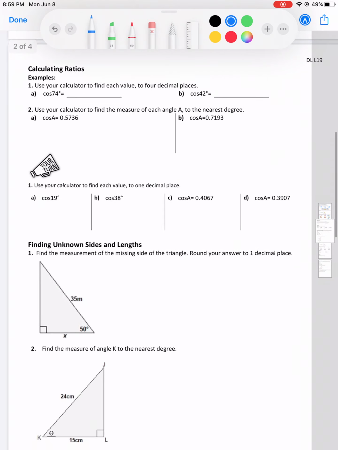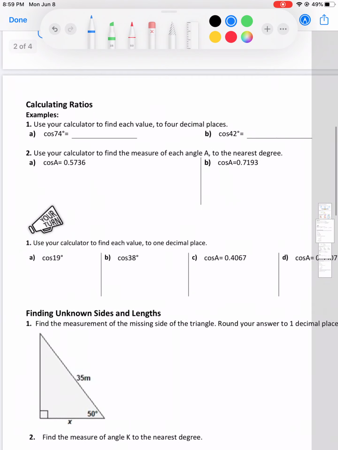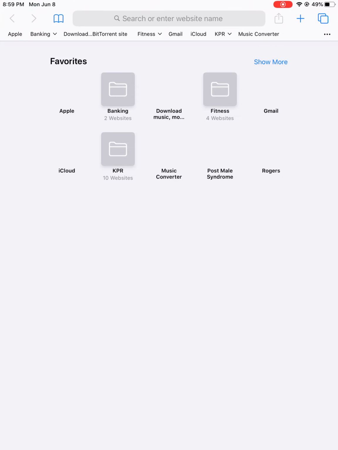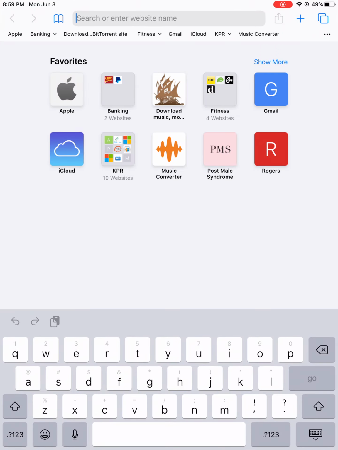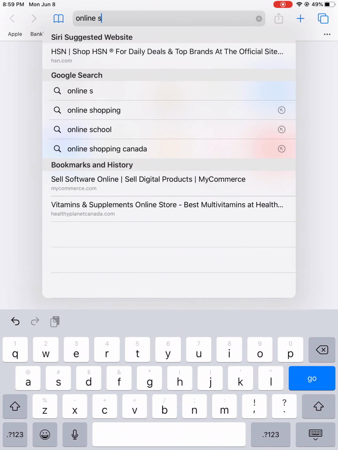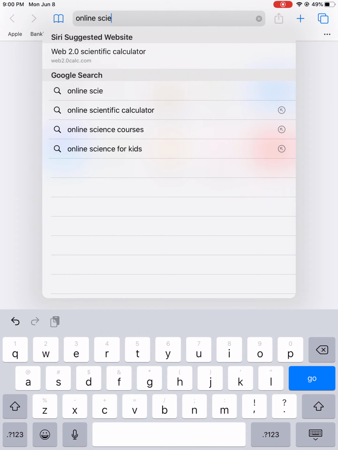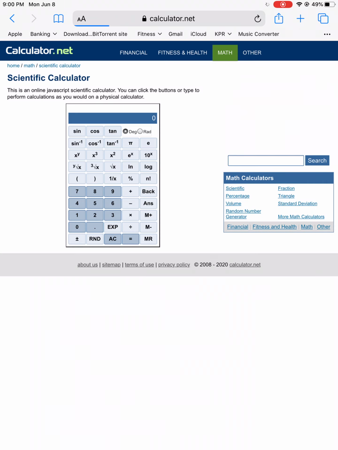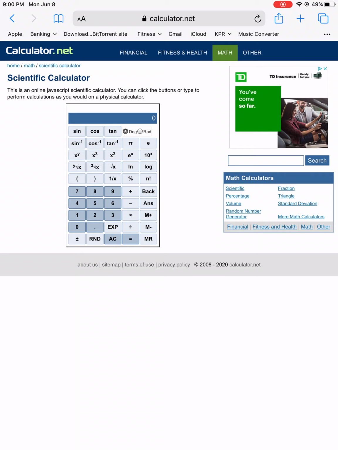So, calculating ratio. I'm going to pull out that calculator again. I should have had it up and ready. I do apologize. Online scientific calculator. What was the website that I used last time? I think it was this one. Beauty. So I'm going to continue using this one. If you want to use the exact one, perfect, because then at least you're following along and you know what you're doing. Okay? So what's my question?